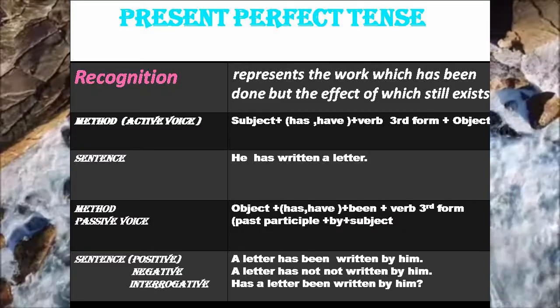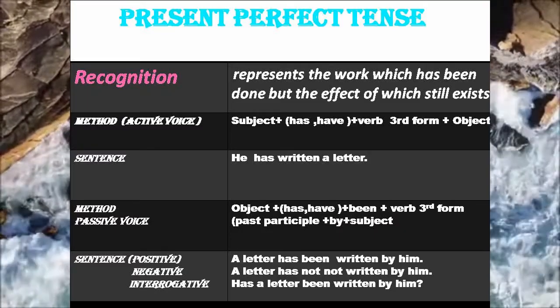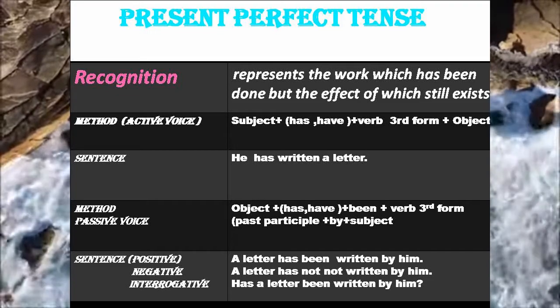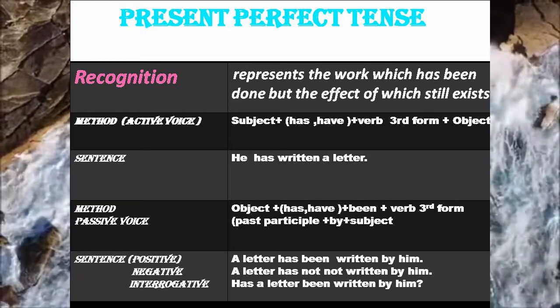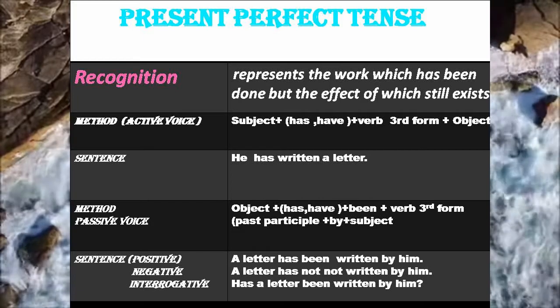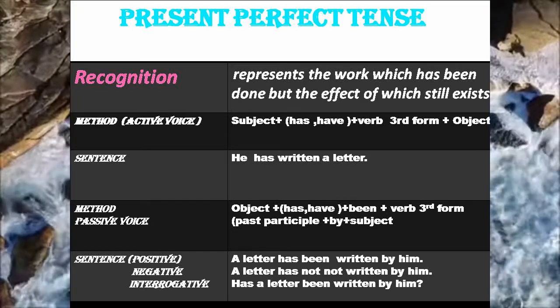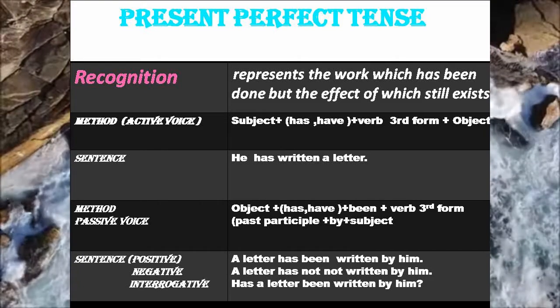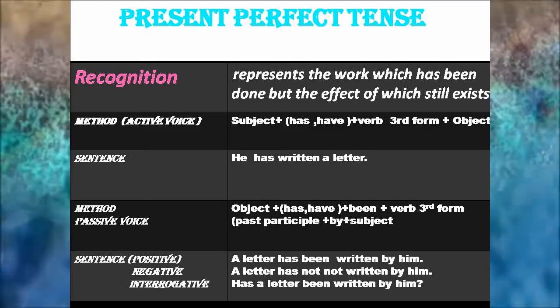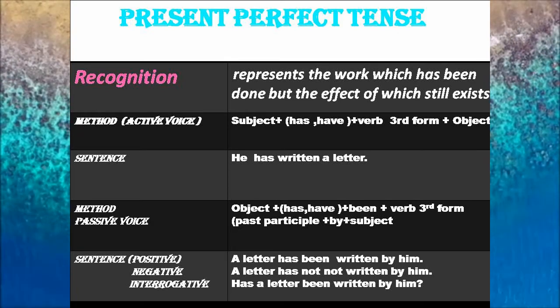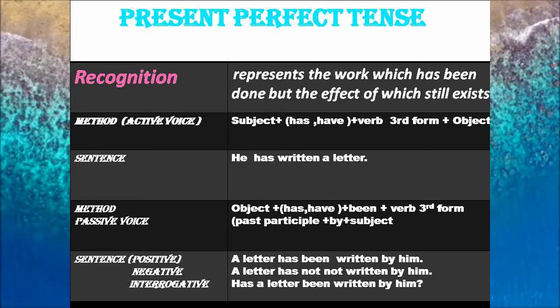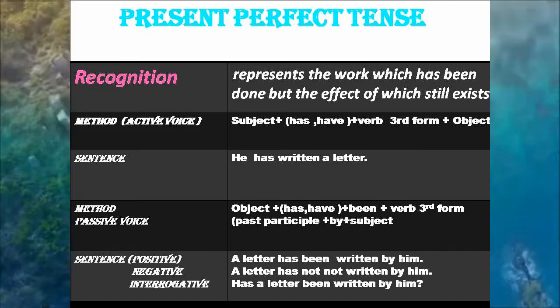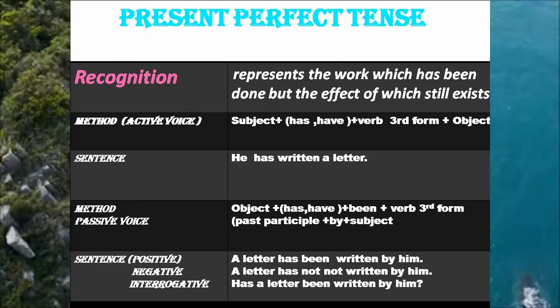Present perfect tense represents the work which has been done but the effect of which still exists. Method, active voice: subject plus has, have plus verb third form, past participle, plus object. Sentence: He has written a letter. Method, passive voice: object plus has, have plus been plus verb third form, past participle, plus by plus subject of the active voice.